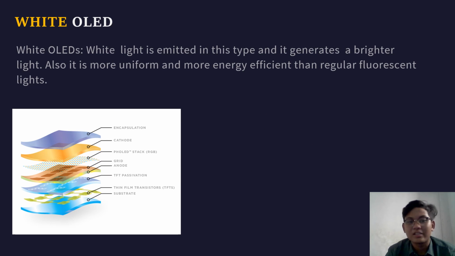White OLEDs. White light is emitted in this type and it generates a brighter light. It is also more uniform and more energy efficient than regular fluorescent lights.